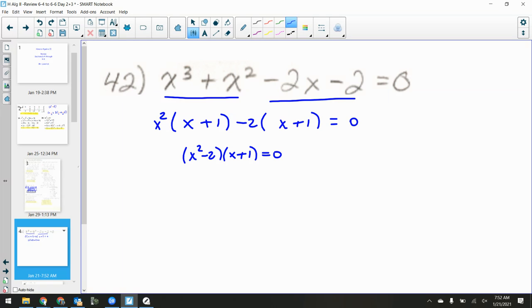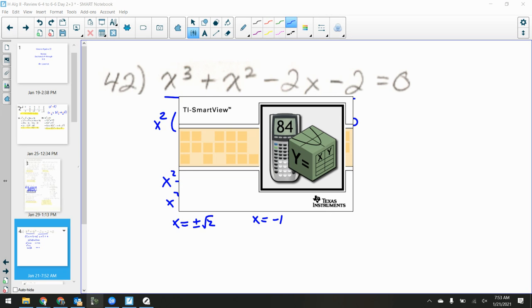X squared minus 2 is equal to 0. X plus 1 is equal to 0. And then we could say, okay, x squared is equal to positive 2, so x is equal to plus or minus radical 2. And then x is equal to negative 1. Does that make sense?